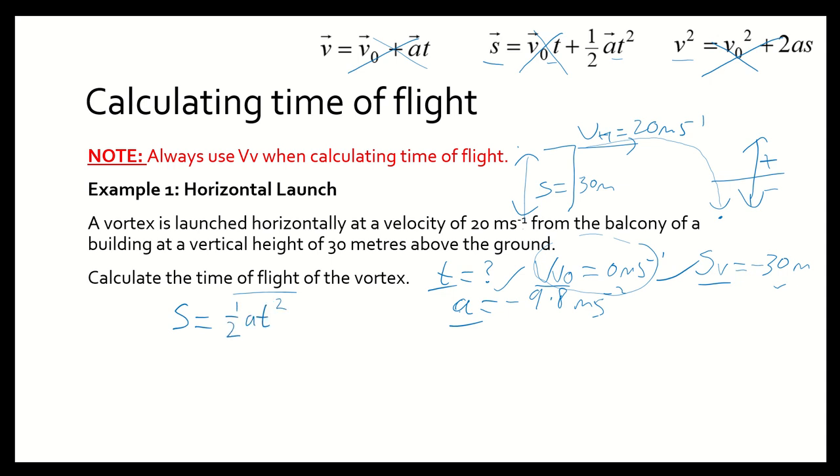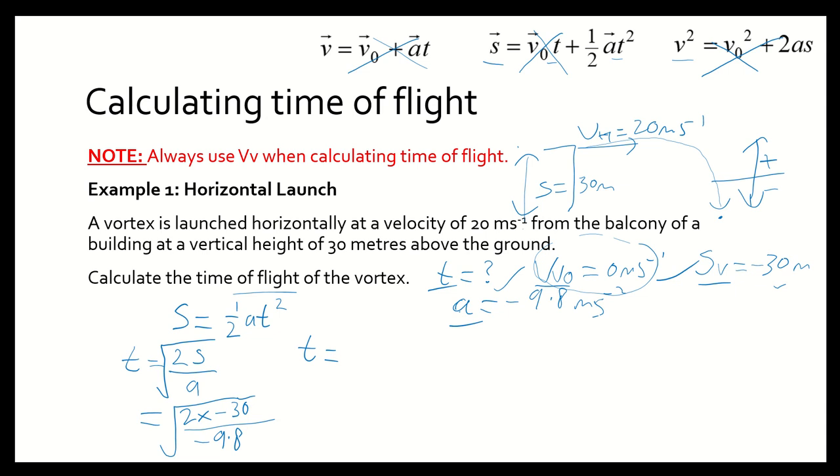Hopefully we've had some practice at rearranging, so we can rearrange that quite well. We're going to times both sides by 2, so it'll be 2s, divide by a, and then finally square root. So the time is going to be 2 times the displacement, which is negative 30, divided by the acceleration due to gravity, which is negative 9.8. If we chuck that into our calculator, we'll get that the time of flight from being launched horizontally to hitting the ground is 2.47.